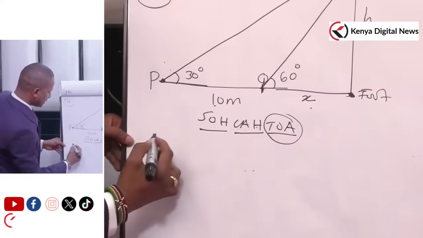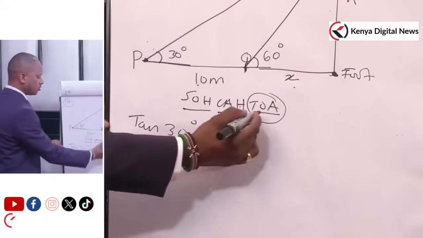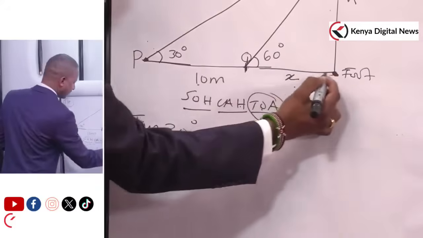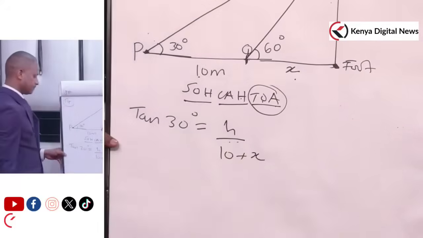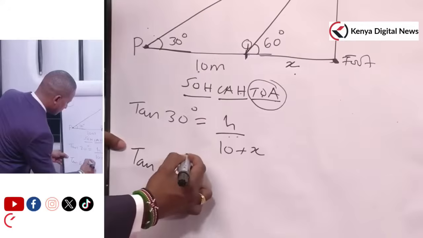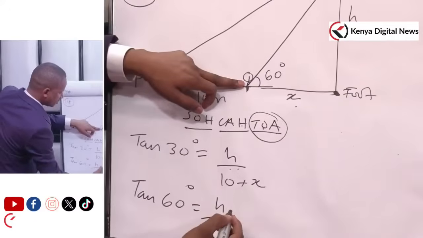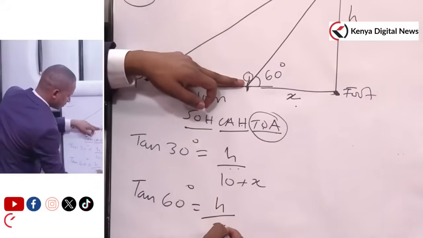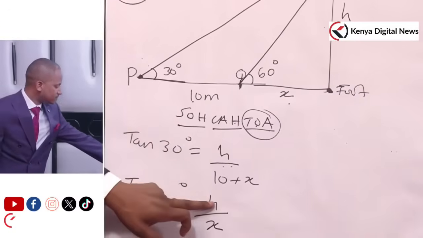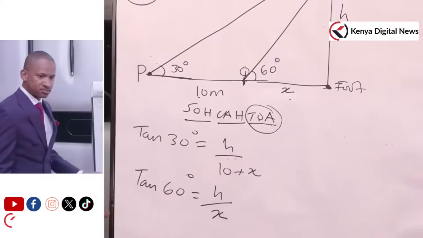So we say TOA, tan. So tan of 30 degrees equals opposite, which is the height that we want, over adjacent, which is 10 plus X. At the same time, tan of 60 degrees equals opposite, which is H, height, over adjacent, which is X. So we have these two. What do we want? H. Therefore, we want to make H the subject of the formula.